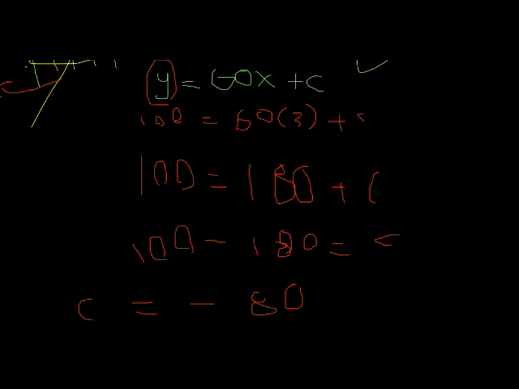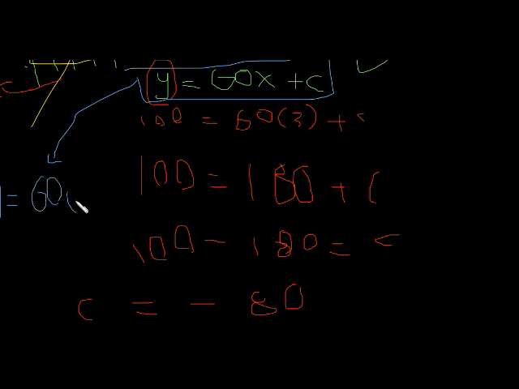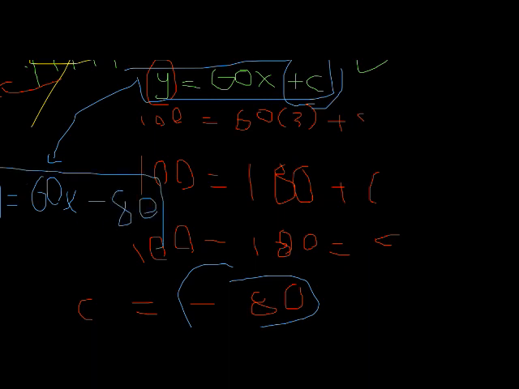So now we get the equation. The equation in the form of y is equal to mx plus c is found. For the tangent, y is equal to, m was found to be 60, x should remain like that, and c is now found to be minus 80. So the equation is y is equal to 60x minus 80. And that's how to find the equation of the tangent to the curve.